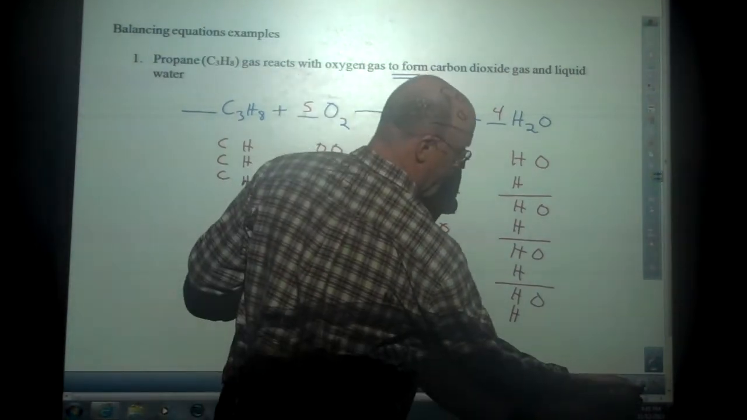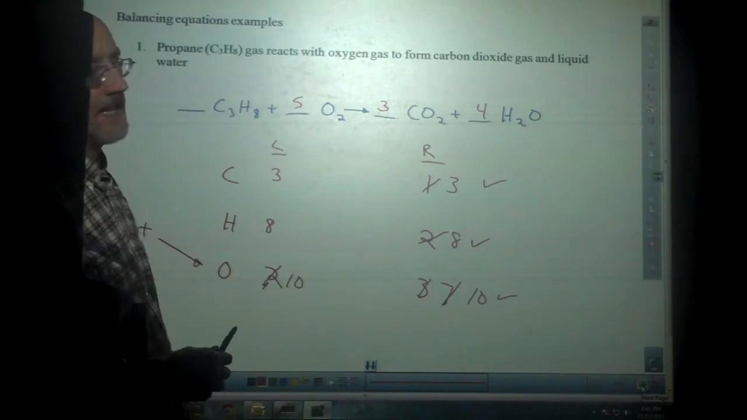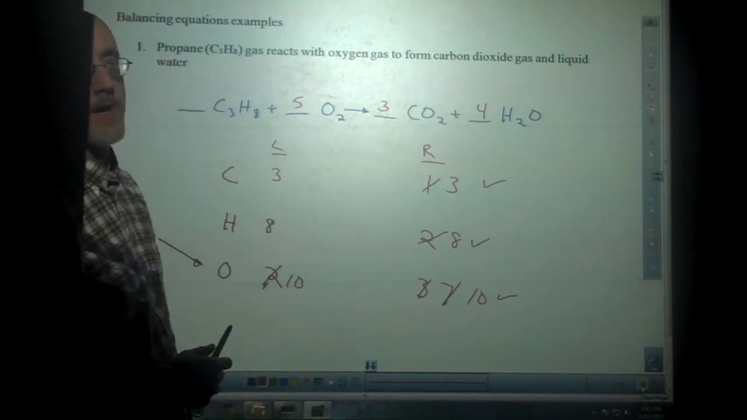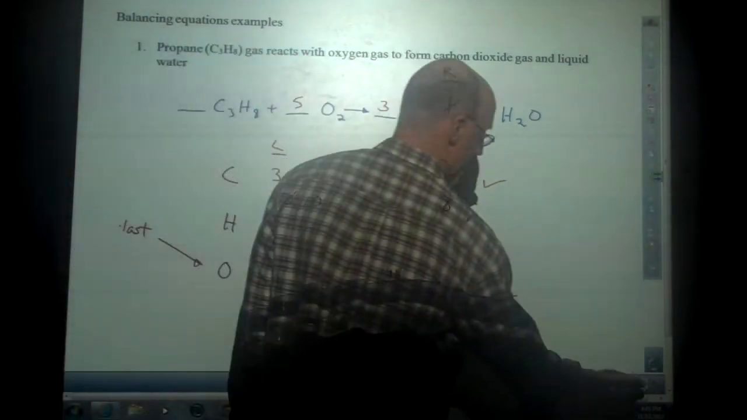This method works for basic ones, but if you get into more complex ones, which we'll be doing in a little bit, it gets a little involved. So I prefer that you're comfortable with this. I'm going to do the rest of the examples using this method.